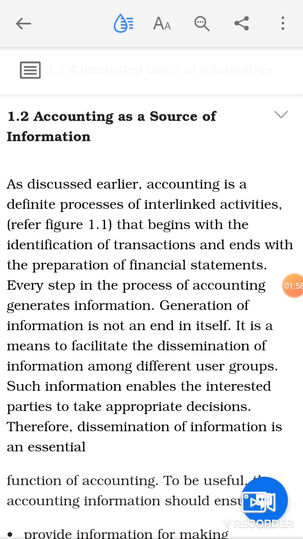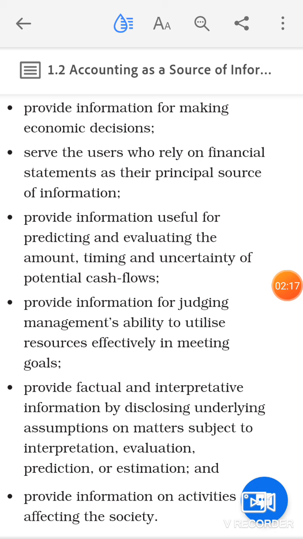So, just providing the information is not adequate. The same information must be communicated to the different users who are in need of it, so that they can make appropriate decisions out of the information. So, to be useful, the accounting information should ensure to provide information for making economic decisions. Accounting information must provide adequate information so that with the help of it you can make out some economic decisions.